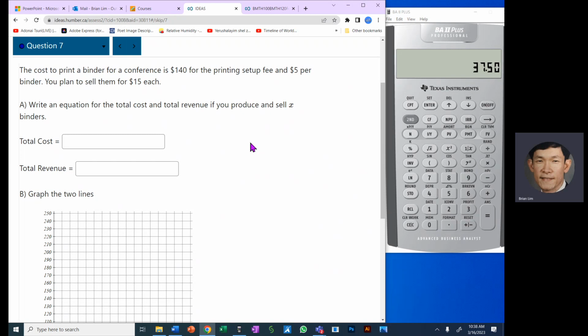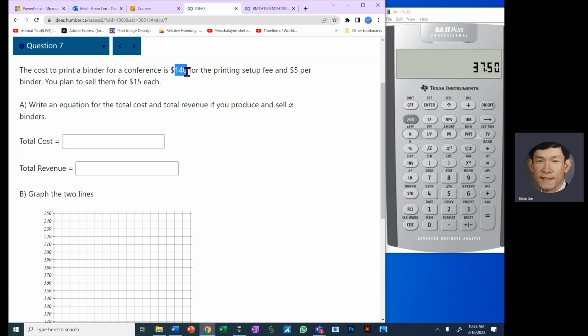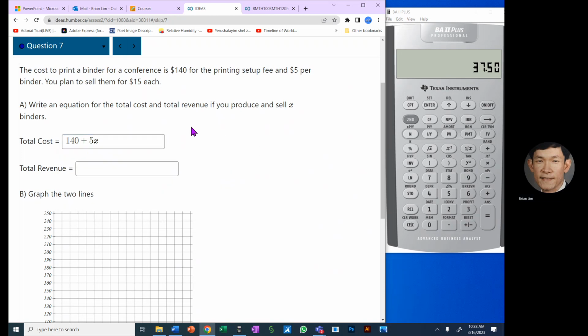All right. So total cost, what is that total cost? Well, there's the fixed cost. Fixed cost is 140. All right, let's put it down here, 140. And to that, we have to add the variable cost, which in this case is $5. So we put in the 5, we come back here, we put 5, and then we click on this X, and we have the expression for the total cost.